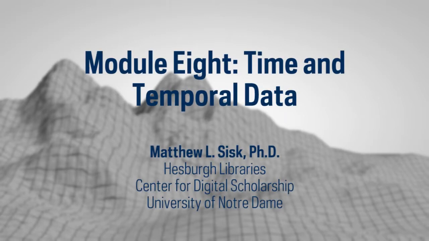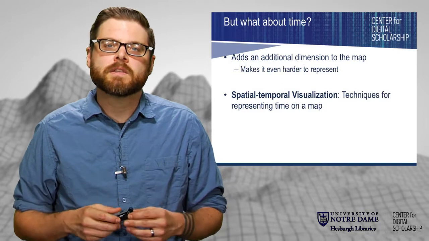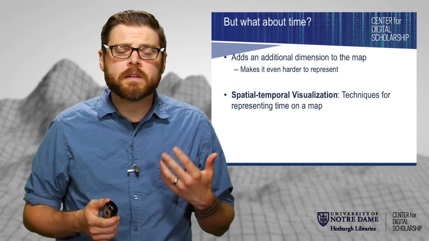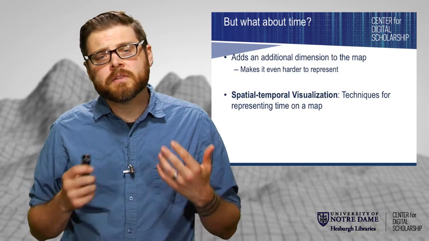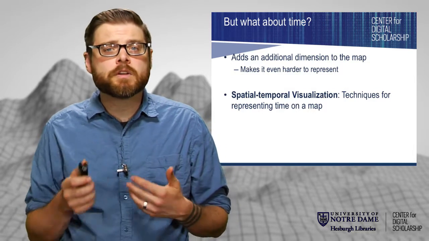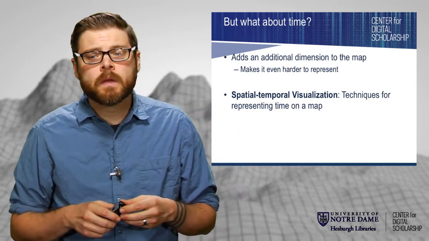So in this module, we're going to focus on time and temporal data. This is a relatively new thing in GIS, being able to handle temporal data in an effective way. And essentially what we're doing is adding an additional dimension to the map. So it makes it even harder to represent, particularly in a flat, static map.